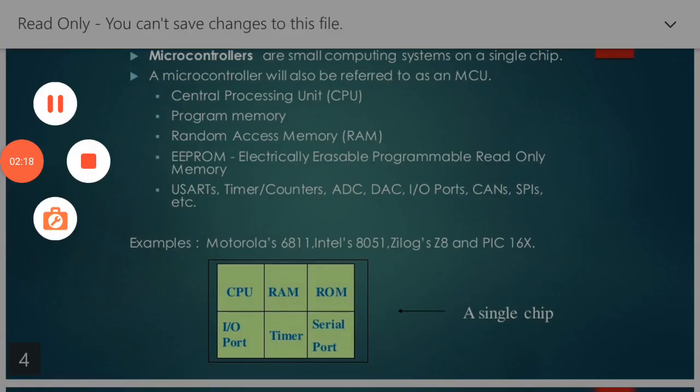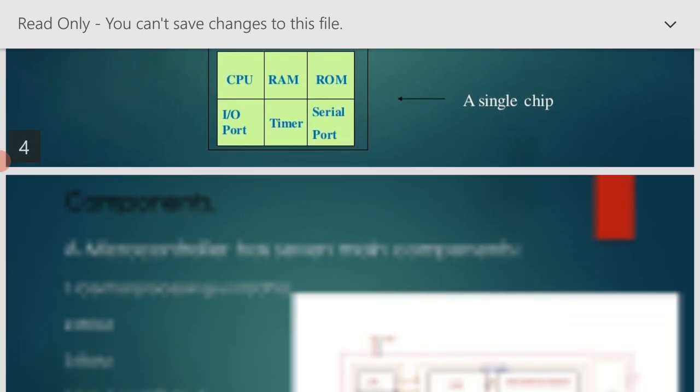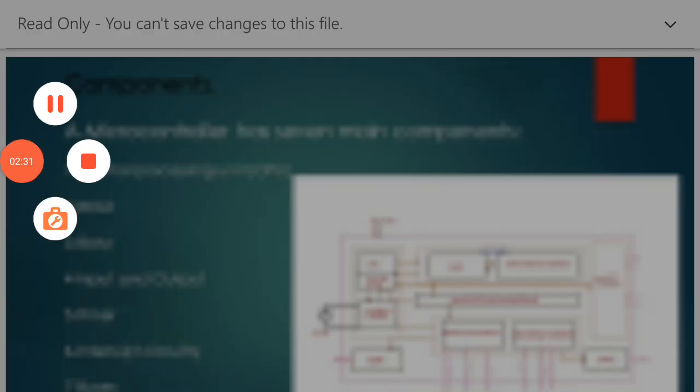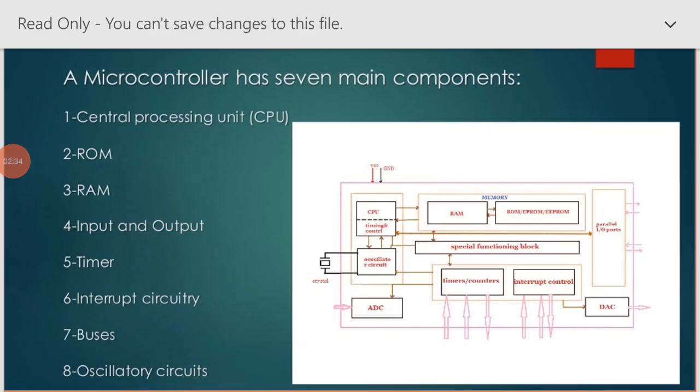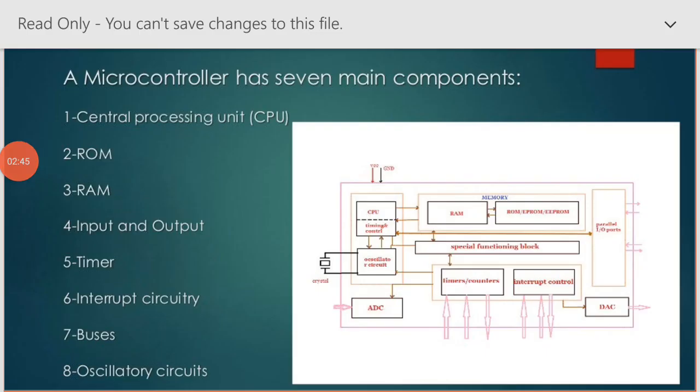CPU, IO port, RAM, timer, ROM, serial port, all are in a single chip. A microcontroller has main components. First is the central processing unit, which is the main component in a microcontroller. After that, ROM. Third is RAM. Fourth is input and output. Fifth is timer. Sixth is interrupt circuitry. Seventh is buses. Eighth is oscillator circuits.